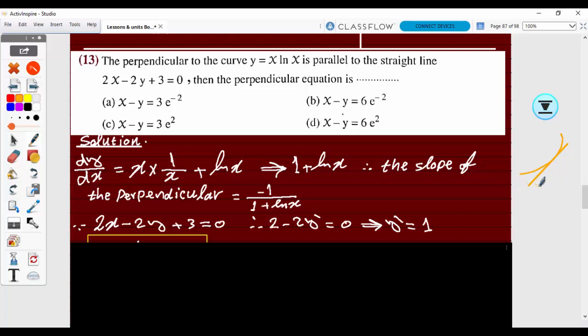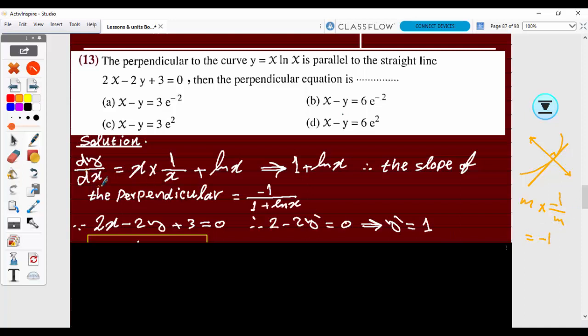And if the slope of the tangent equals m, then the slope of the perpendicular to the tangent equals negative 1 over m. Note that the product of the slope of the tangent by the slope of the normal equals -1.